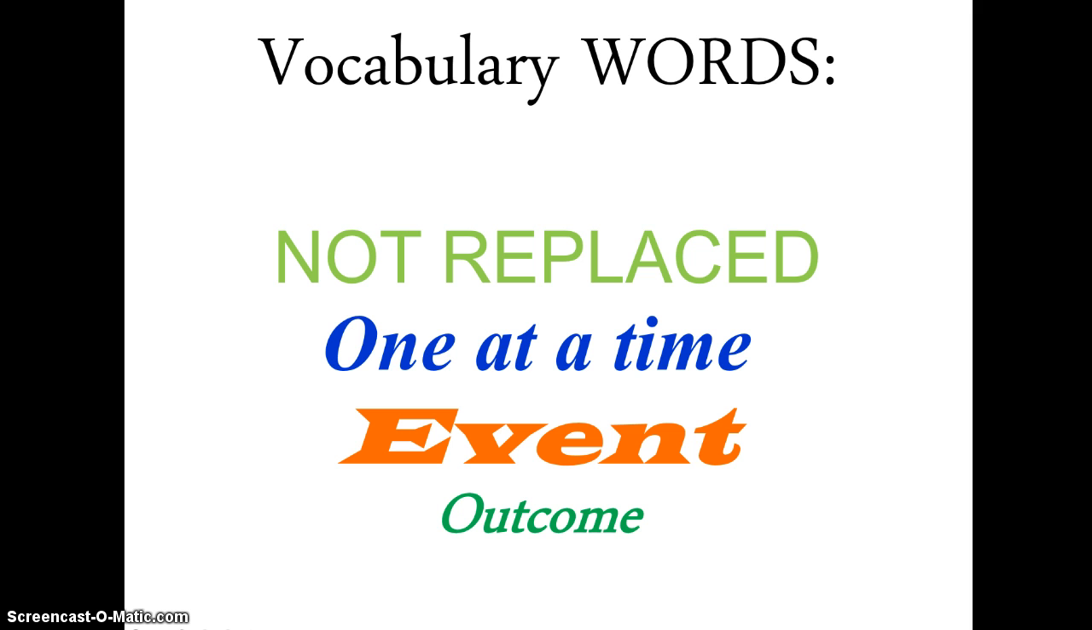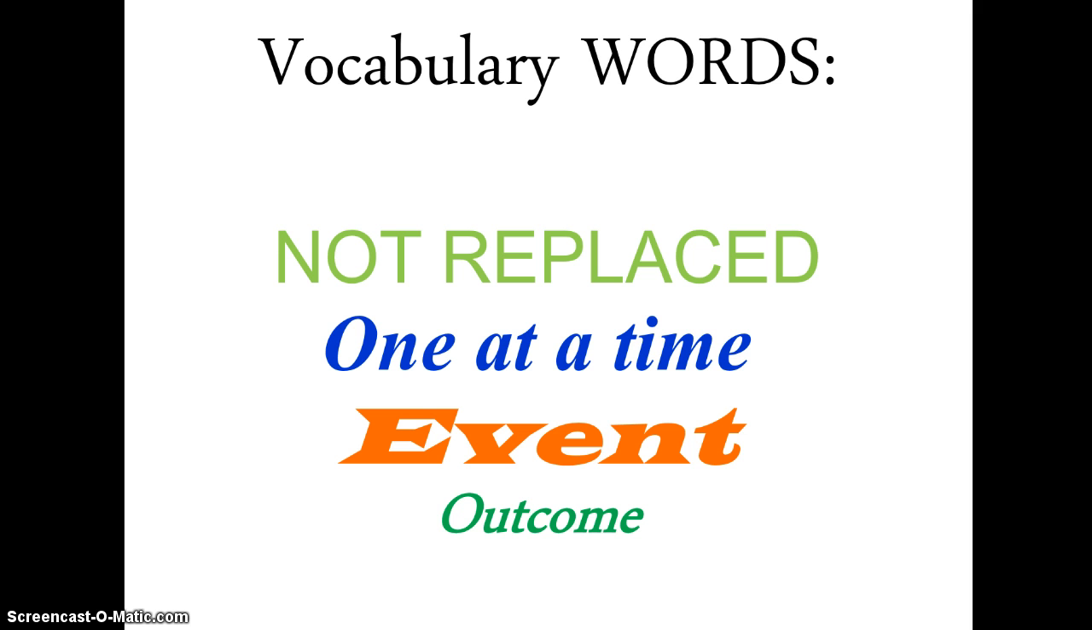So first, let's look at some vocabulary. When you look at word problems that involve dependent events, you're going to see vocabulary words like not replaced, one at a time. In other words, you pull something out of a bag and then you pull something else out of a bag one at a time. It's assumed that you don't replace the first.